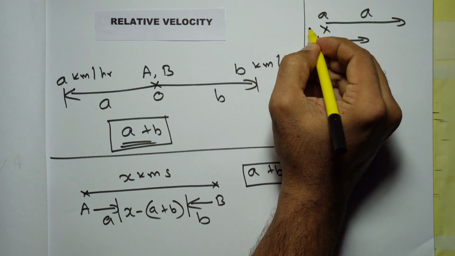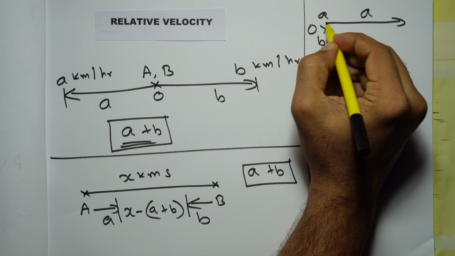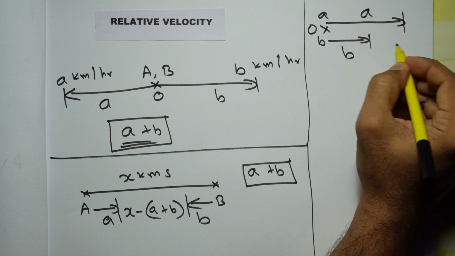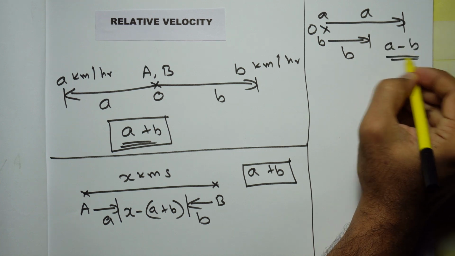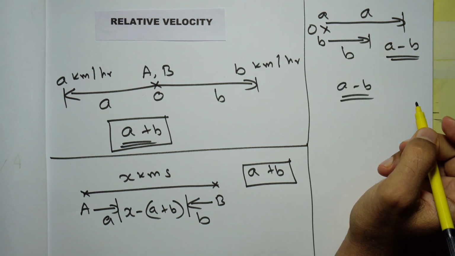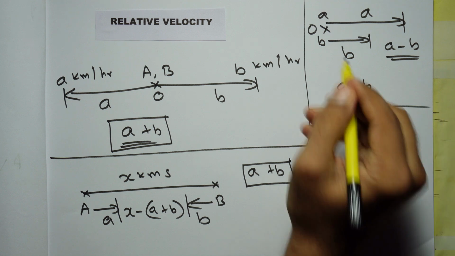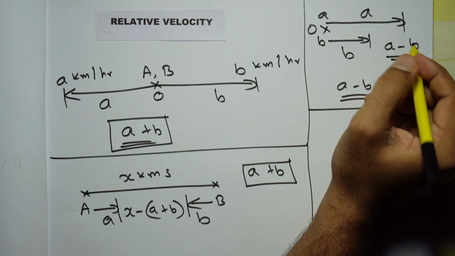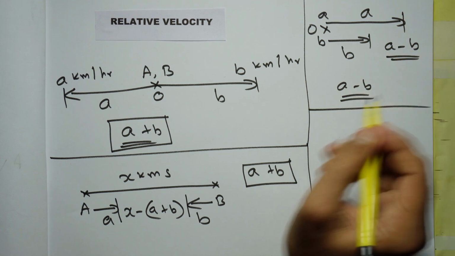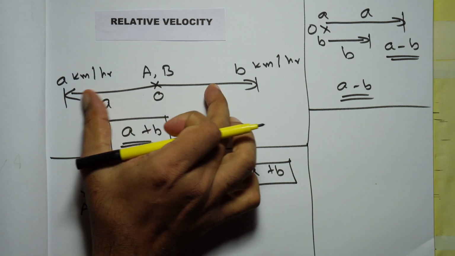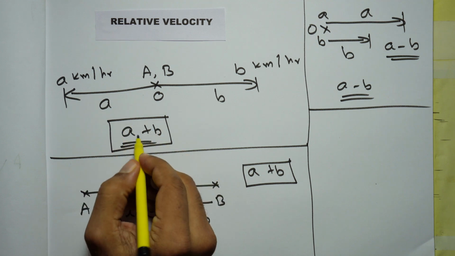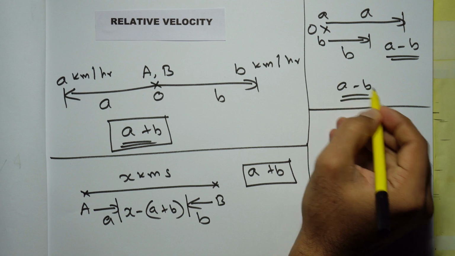In this case, what is the relative velocity between A and B? Initially they are both here, so the distance between them is 0. A in 1 hour will do A kilometers, B will do B kilometers. So after 1 hour the distance will be A minus B kilometers. So in this case relative velocity is A minus B kilometers per hour. So I can generalize like this. Two people moving in the same direction: the relative velocity will be the difference of their speeds, A minus B. If they are moving in opposite directions, whether getting further apart or getting closer, relative velocity is always A plus B. Same direction, A minus B.